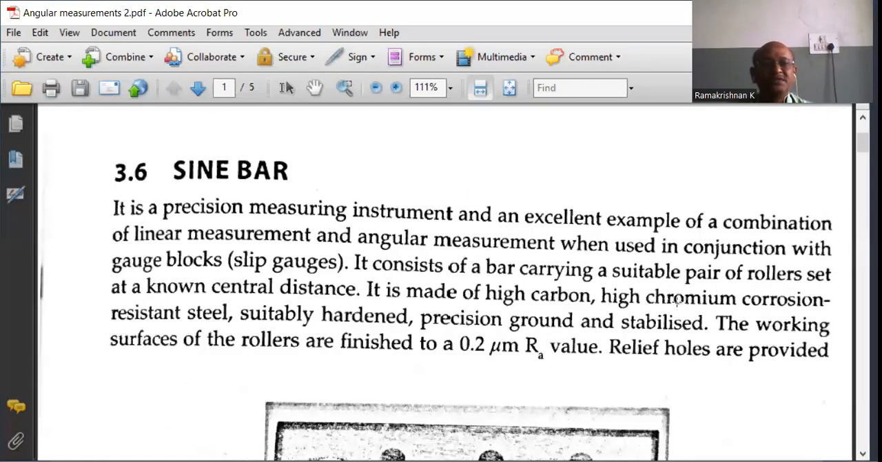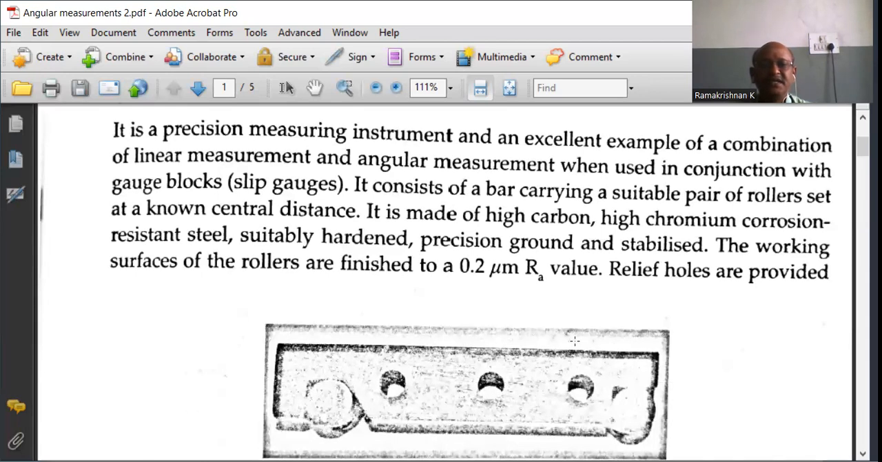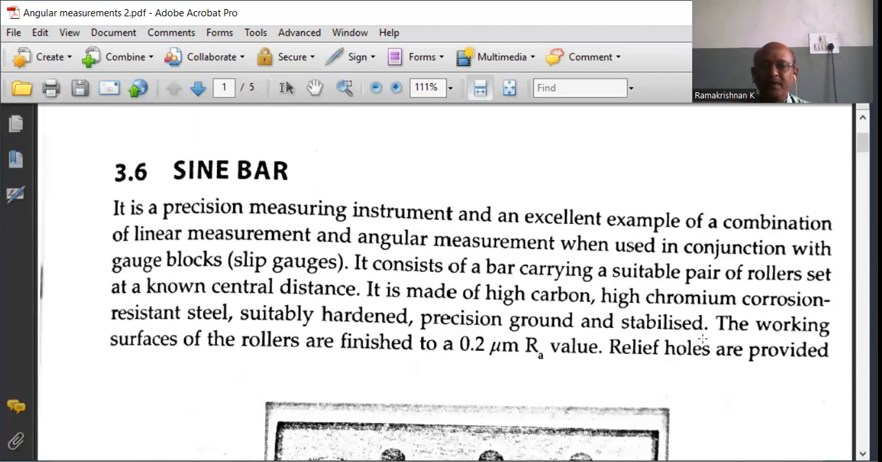Sine bar. So the sine bar is another precision measuring instrument for angles. It is a combination of the wonderful advantages. It is a combination of linear measurement and angular measurements, because the sine bar also makes use of the slip gauges. So it also involves linear measurement. Here it is a very long steel bar, not pure steel, but an alloy of steel. Chromium is also added to the alloying elements for corrosion resistance.